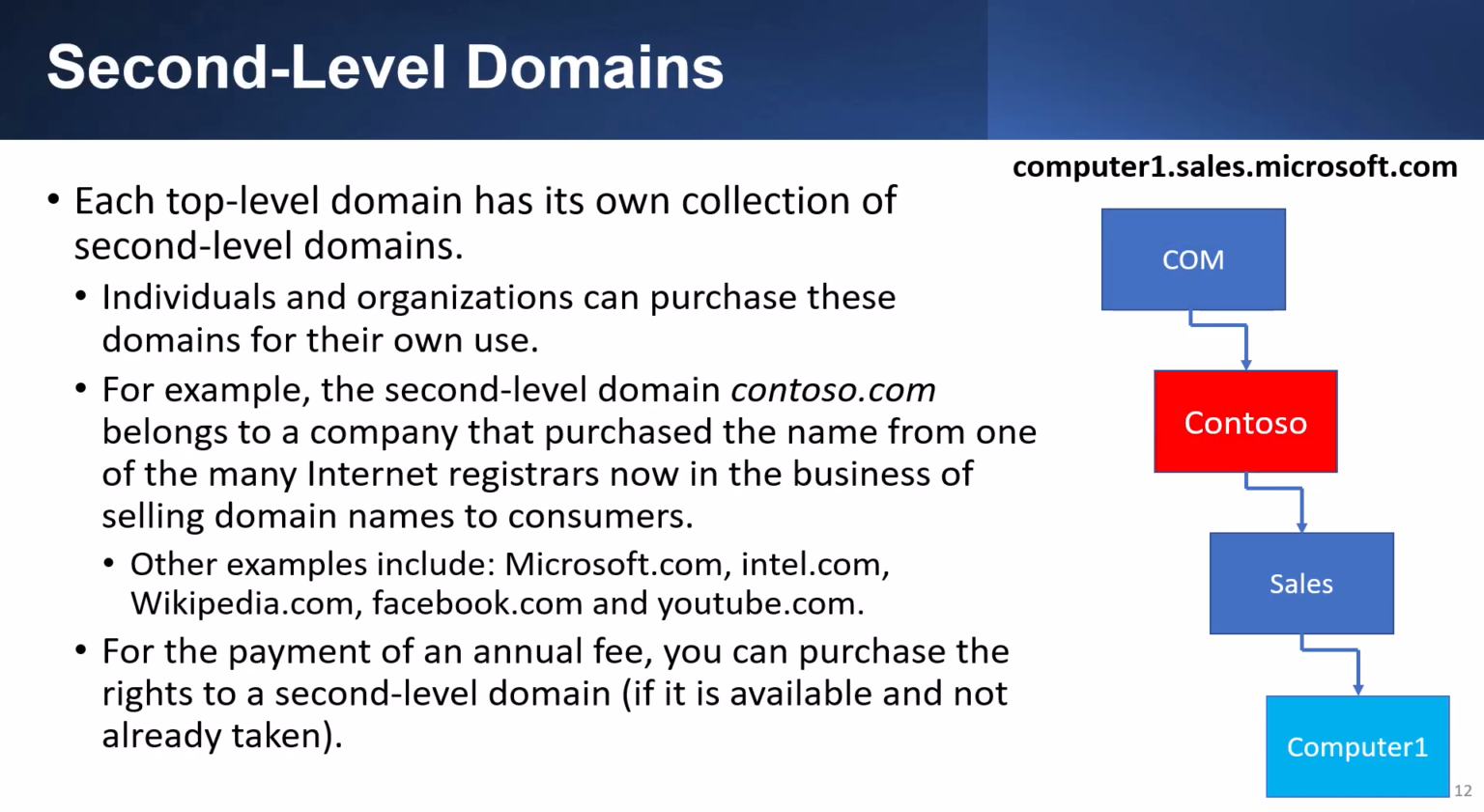Each top-level domain has its own collection of second-level domains. Individuals and organizations can purchase these domains for their own use. For example, the second-level domain Contoso.com belongs to a company that purchased the name from one of the many internet registrars now in the business of selling domain names to consumers. Other examples include Microsoft.com, Intel.com, Wikipedia.com, Facebook.com, and YouTube.com. For the payment of an annual fee, you can purchase the rights to a second-level domain, if it's available and not already taken.